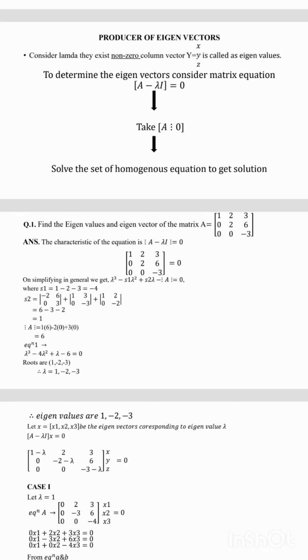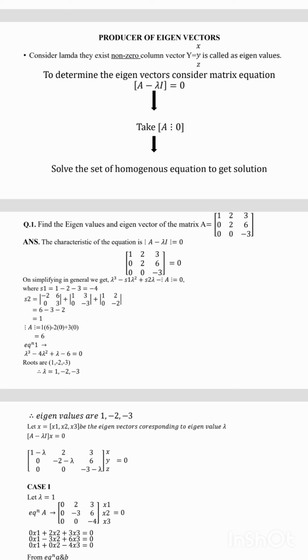Procedure of eigenvectors. Consider lambda; there exists a non-zero column vector X, Y, Z, which is called the eigenvector. To determine the eigenvectors, consider the matrix equation A minus lambda I times X is equal to 0.